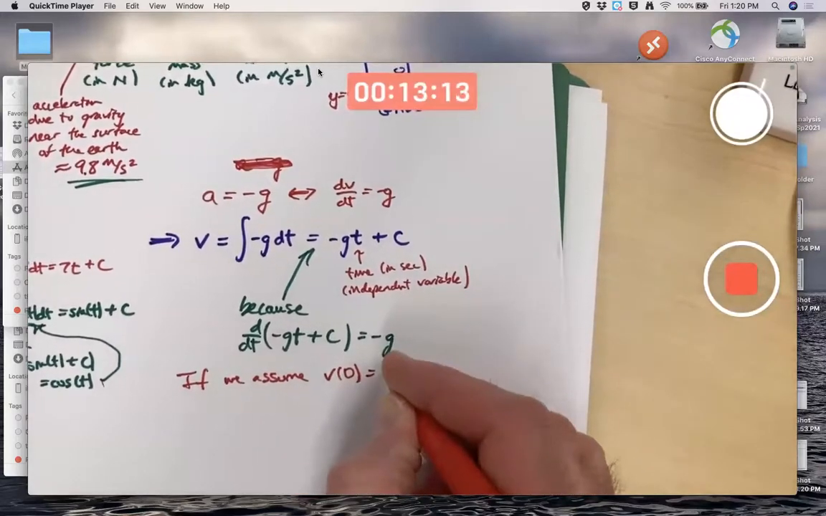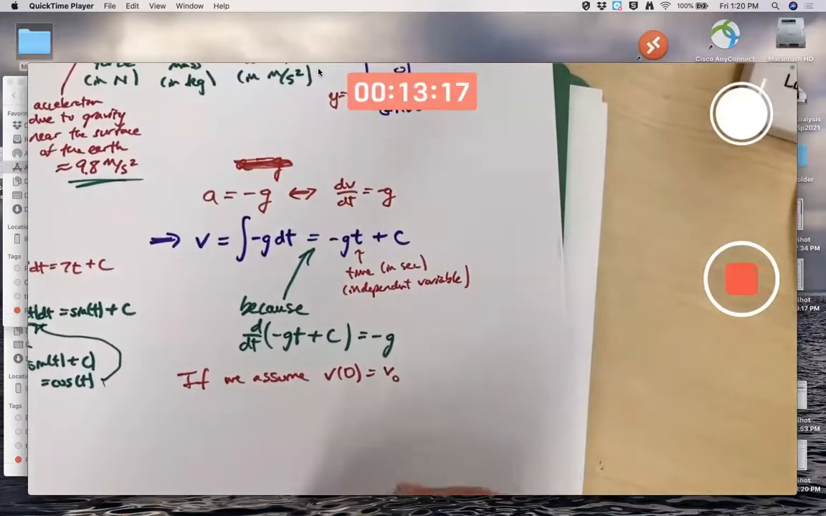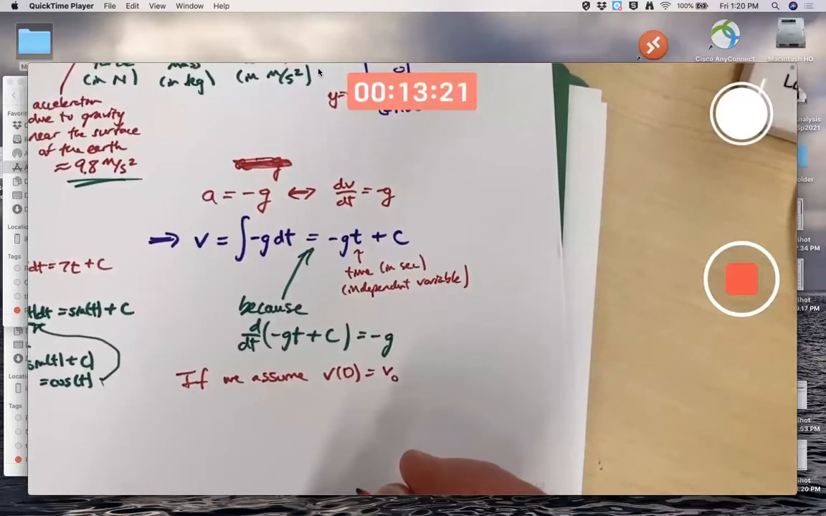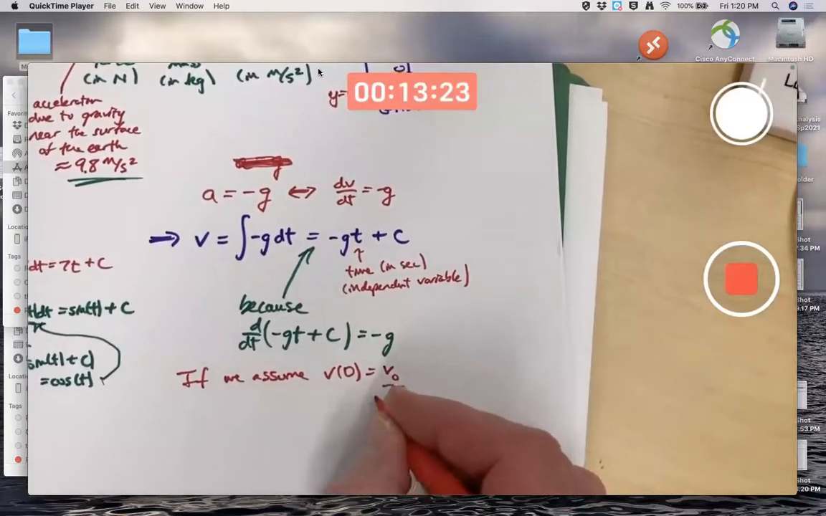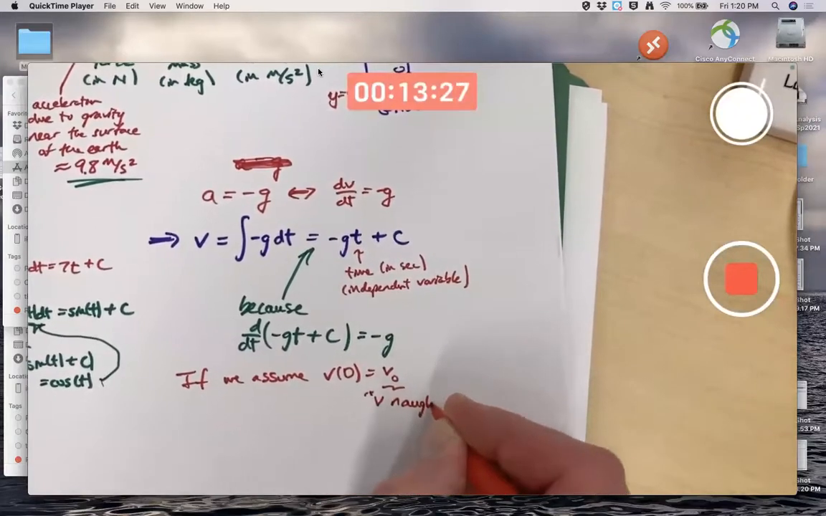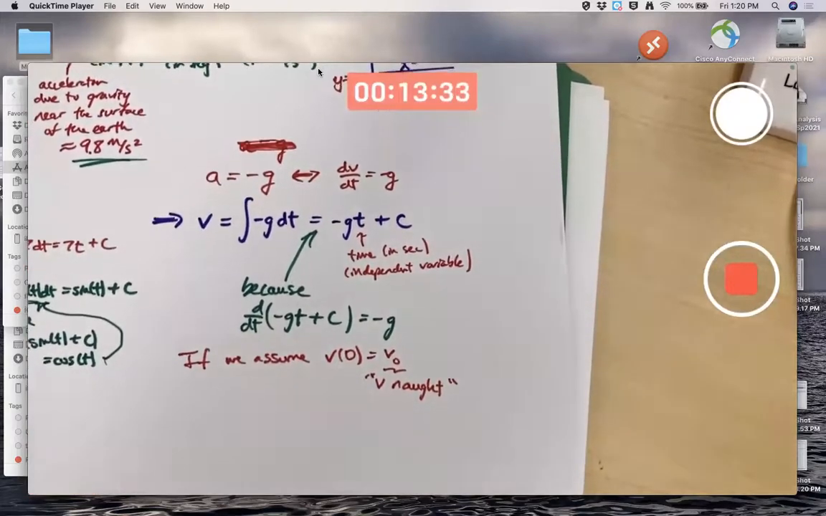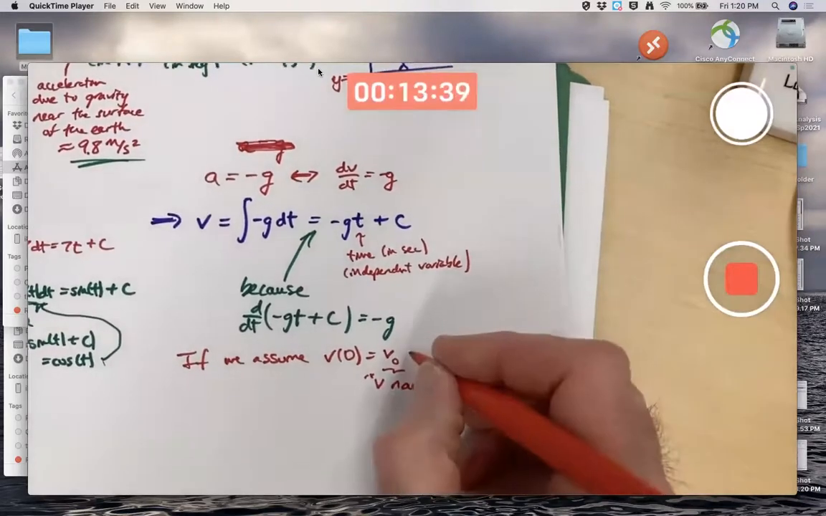Assume this is something fixed, call it v sub 0, or v naught for short. Not as in N-O-T or K-N-O-T, but v naught as in N-A-U-G-H-T, which is sort of a synonym for 0. V sub 0, or v naught for short, is the initial velocity.